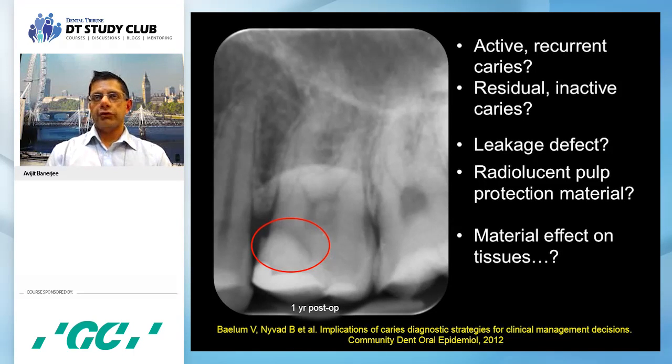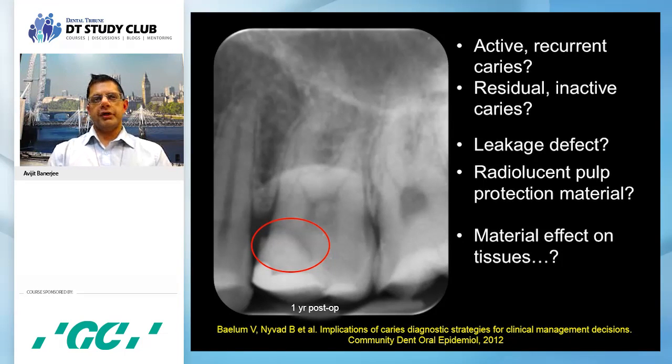That radiolucency may be caused by any of the reasons I've listed on the right-hand side of the screen. Active disease, residual inactive caries that's been sealed in on purpose, or it could be a leakage defect. If you didn't know this patient and hadn't placed the restoration yourself, it could be a radiolucent lining or pulp protection material. But also, nowadays, we have another factor. It could also be the effect of the material on the tooth structure. And the way Biodentine works, with its alkalinity, it can actually burn some of the collagen at the tooth surface, and this can lead to a slightly more radiolucent banding subjacent to the restoration.